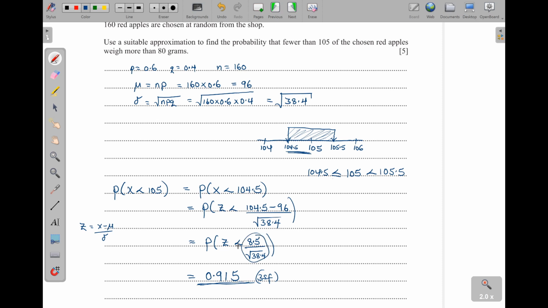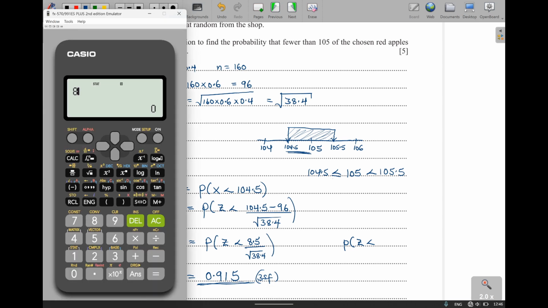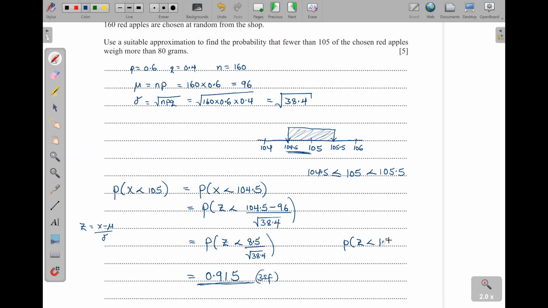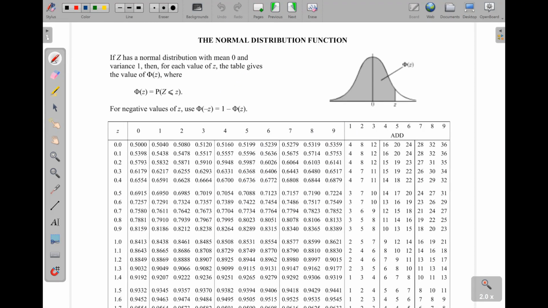So what do we have here using the table? It is going to be the probability of Z less than, this one has to be to 3 decimal places, okay? I'll get 8.5 divided by the square root of 38.4. This one gives me 1.371. It has to be to 3 decimal places. Now you can go to the table. So this is the normal distribution table they give you on that booklet for the list of formulae.